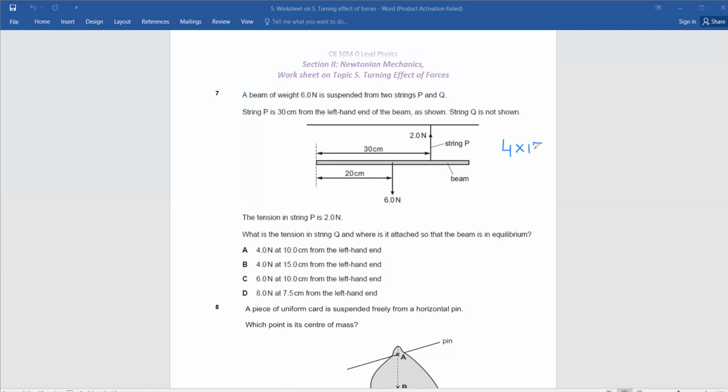Now, if you are taking it from here, then where will it come? Almost here, right? In the middle of 30 centimeter, right? So we can give here this one 4 Newton. Our 4 Newton force is working here. So 4 Newton is 15 centimeter from the left end, right? Yes. So which option will be correct?